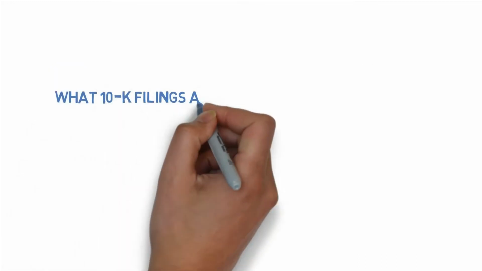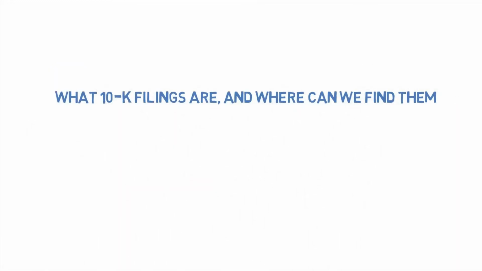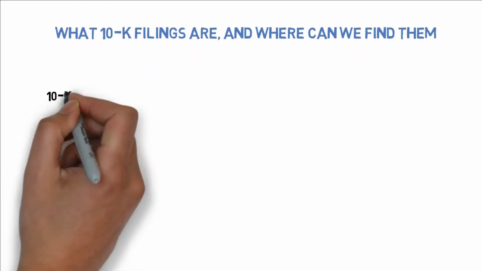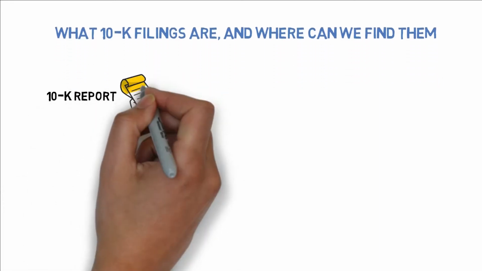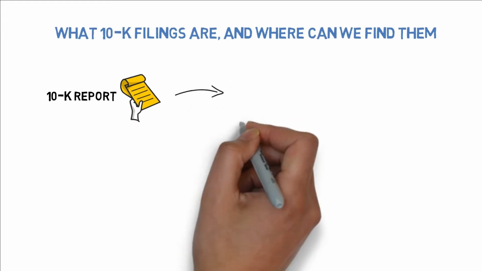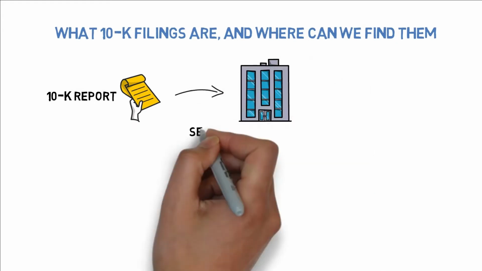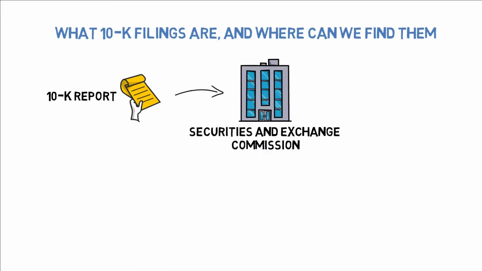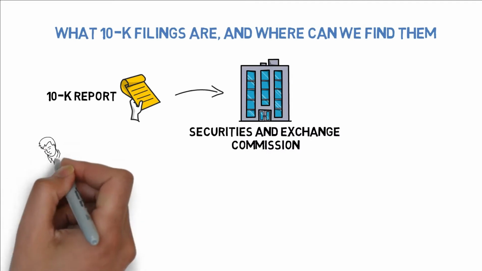What 10K filings are and where we can find them. Simply put, a 10K report is an annual report that all public companies are required to file with the Securities and Exchange Commission, or SEC, within a short period of time after the end of a fiscal year.